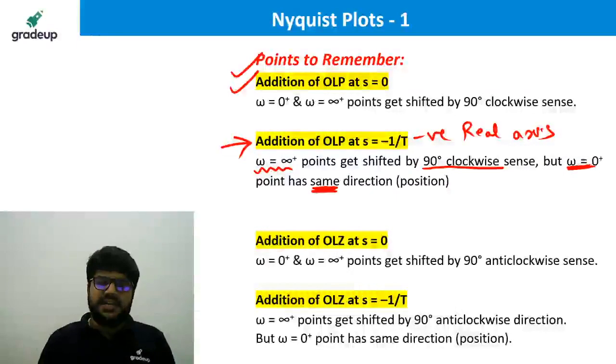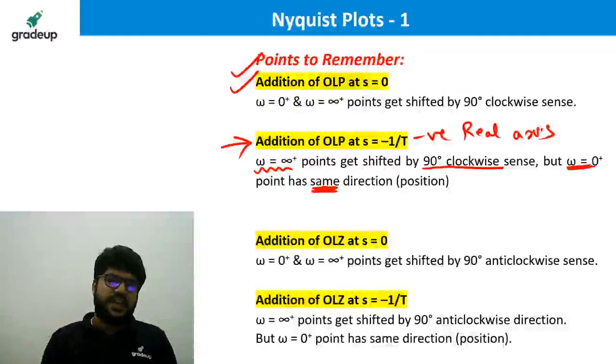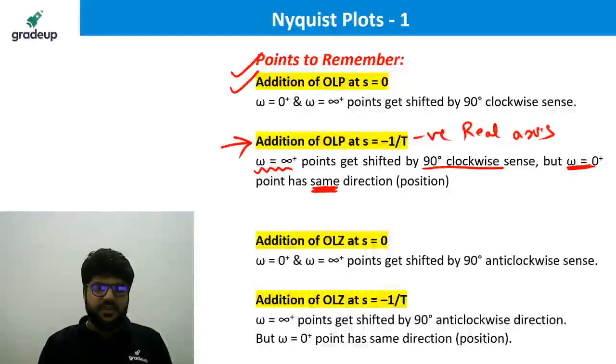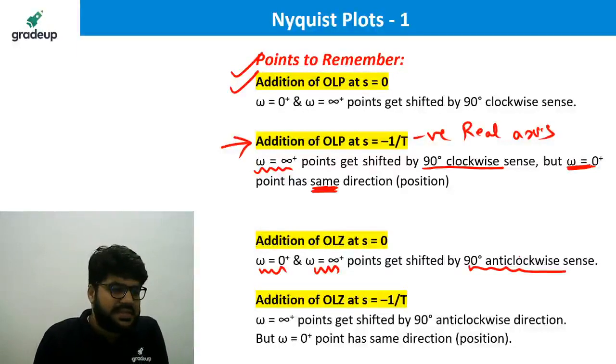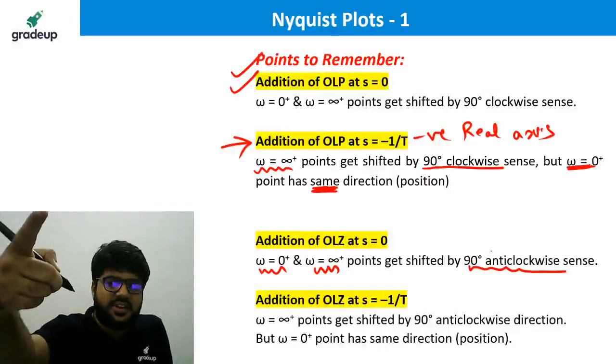So these are the two results, and apart from that, the effect of addition of an open loop zero will obviously be reversed. If I talk about a zero at origin, both 0 plus and infinity plus will be shifted by 90 degrees anti-clockwise, the reverse of the pole.